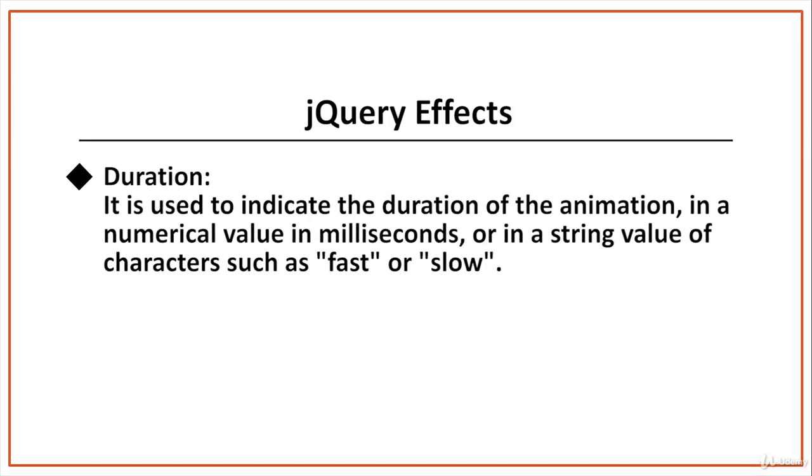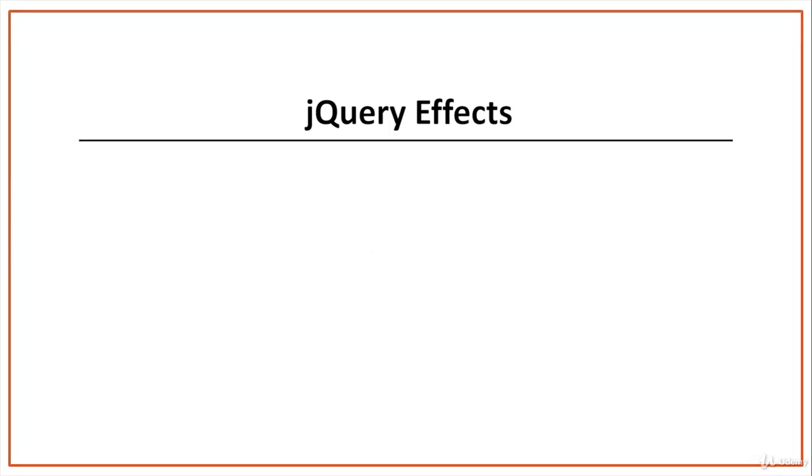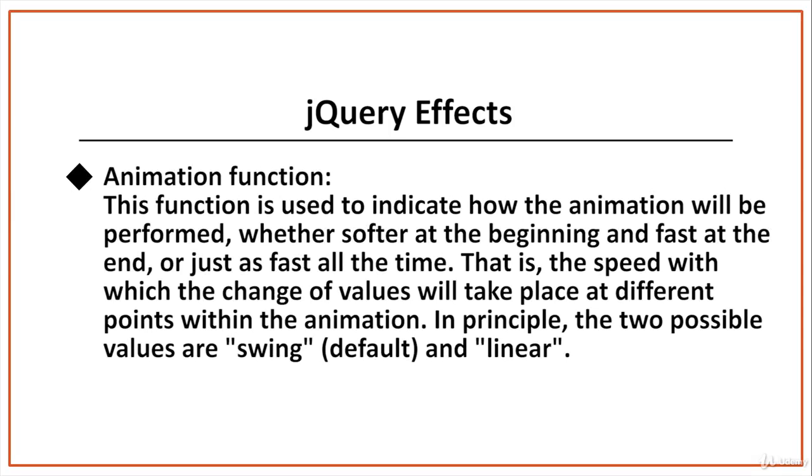Duration. It is used to indicate the duration of the animation, in a numerical value in milliseconds or in a string value such as fast or slow. Animation function. This animation function is used to indicate how the animation will be performed, whether softer at the beginning and fast at the end, or just as fast all the time. That is the speed with which the change of values will take place at different points within the animation. In principle, the two possible values are swing and linear.